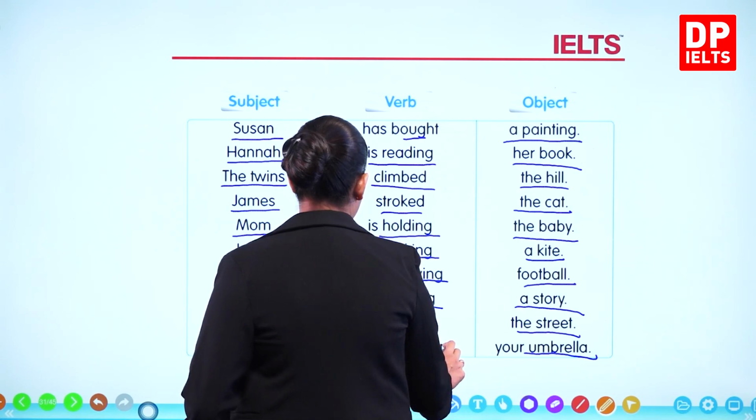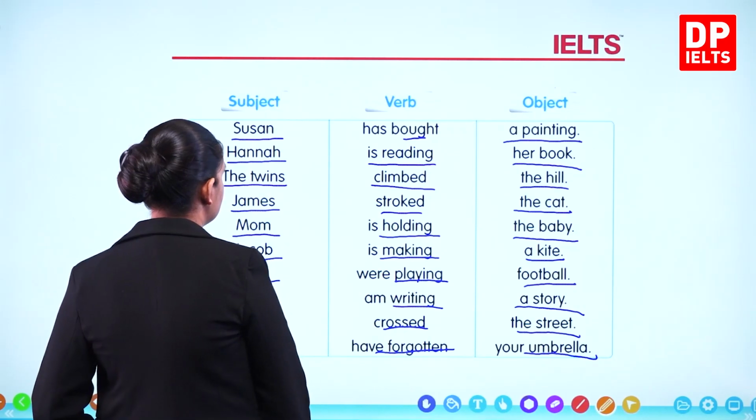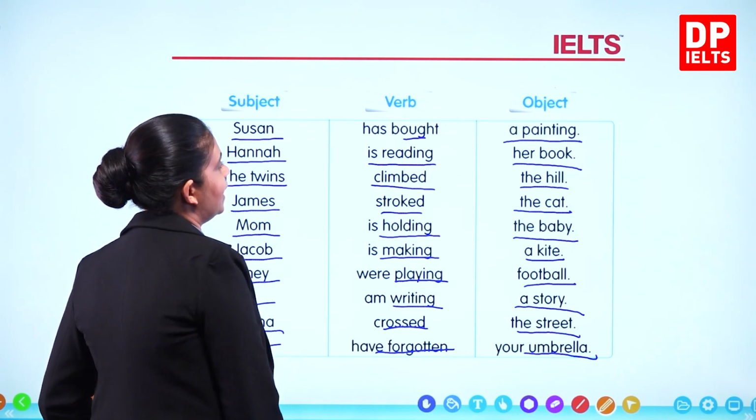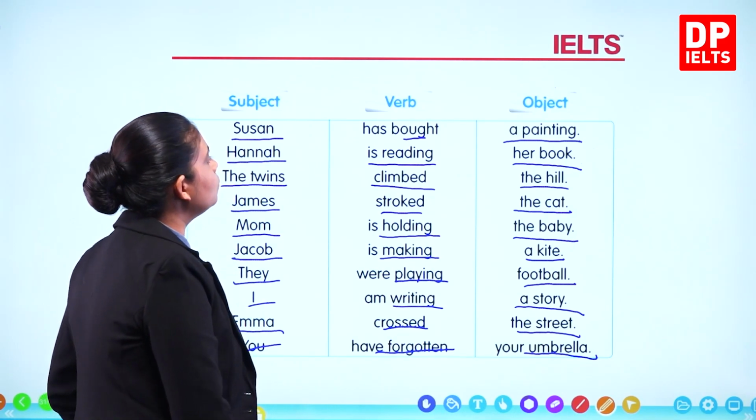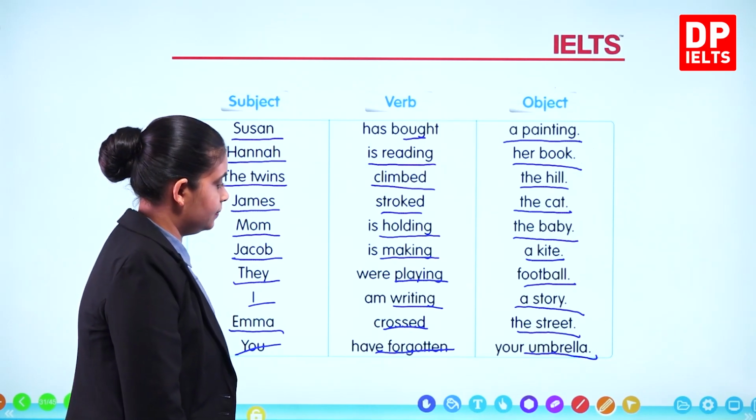Have forgotten. Right? So here as well you can see who is doing the activity is the subject. The verb is the action, right? And what they are doing is the object.